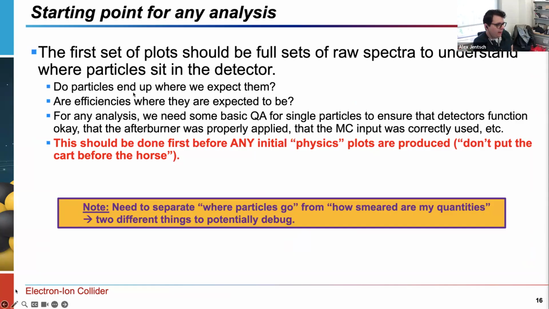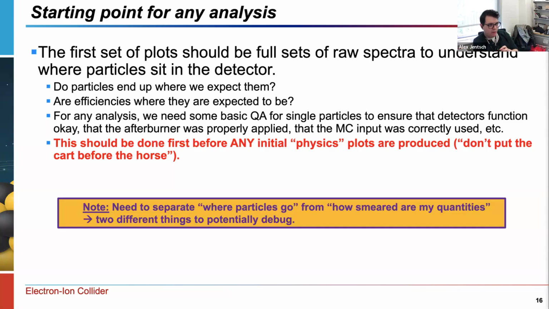And so the questions we want to ask ourselves when we do this are: are the particles going where we expect them to go, right? If we see a proton that we expect to go in the forward direction sitting in the backwards calorimeter, that could be an indication that maybe we did something weird or the simulation might have been weird. Are our generic efficiencies what we expect them to be? If we know a particle should be in a certain part of the detector and we never see it, that could be a problem.